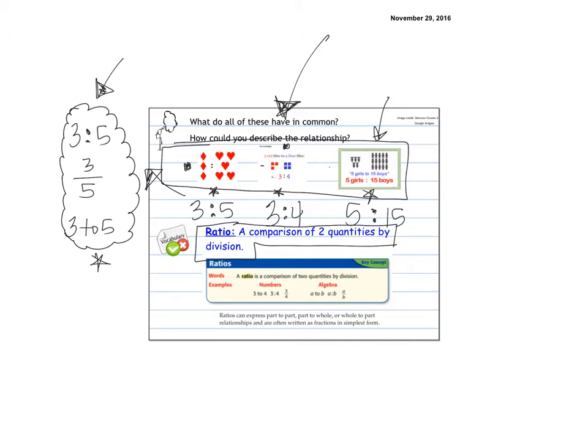And then here's another example of how we would write it: 3 to 4, 3 to 4, or 3 to 4, or 3/4 as a fraction. This is how we would express it in algebra if we use variables.